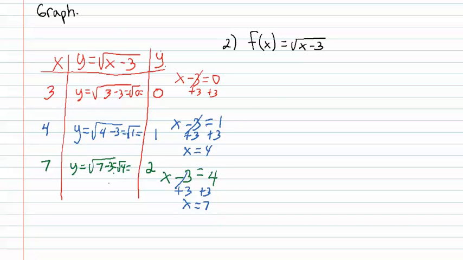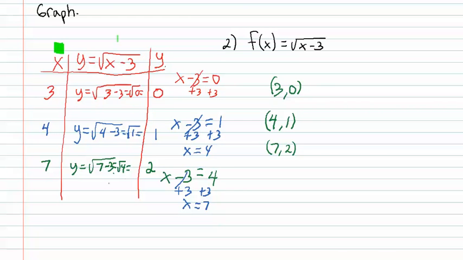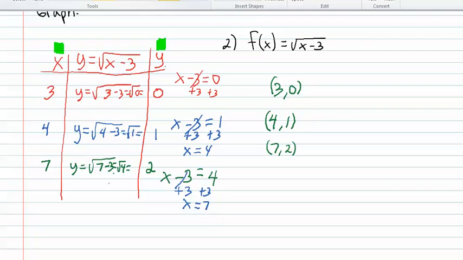Okay, so now I've got my ordered pairs. I've got 3, 0, that's the red pair, 4 and 1, that's the blue pair, and then 7, 2, that's the green pair. Okay, so I got those here. Here's my x values, and here's my y values, and I just went down here, 3 and 0, 4 and 1, 7 and 2. Take those, and we're going to graph them.